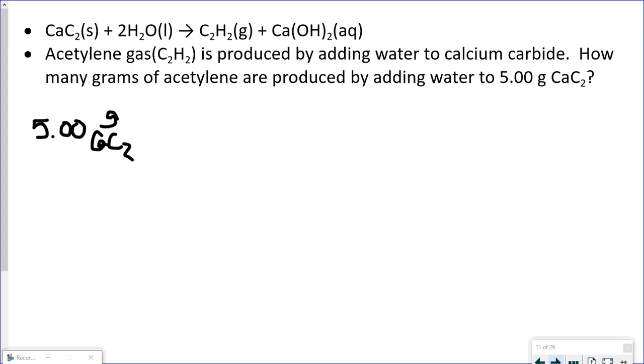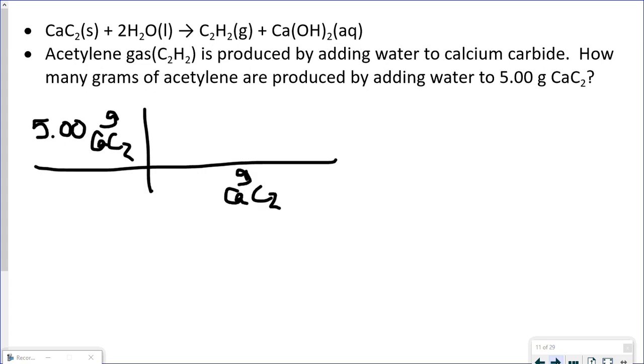Our first step is always to get into moles. So since we no longer need grams of calcium carbide, that will go on the bottom. We'll change into moles on top. Remember, grams per mole is molar mass, so we'll add that together off the periodic table. Calcium is 40.08 plus 2 carbons, and carbon is 12.01. So that's a molar mass of 64.1 grams. That cancels out grams of calcium carbide, leaving us with moles.